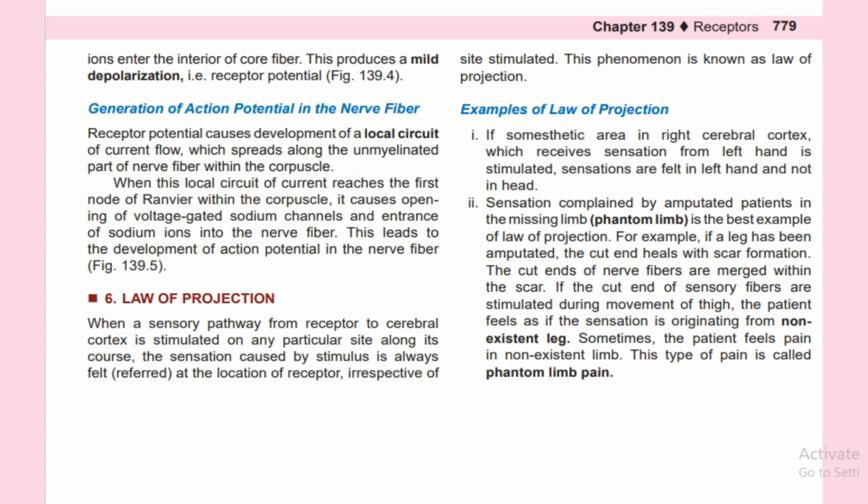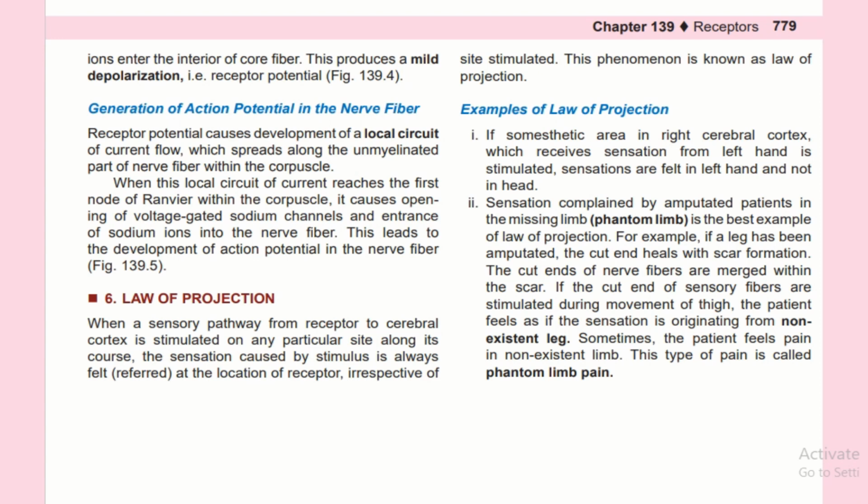Lastly, there is a law of projection. This is also a property of receptor. When a sensory pathway from the receptor to the cerebral cortex is stimulated at any particular site along its course, the sensation caused by the stimulus is always felt, or referred, at the location of the receptor, irrespective of the site stimulated. This phenomenon is known as the law of projection.